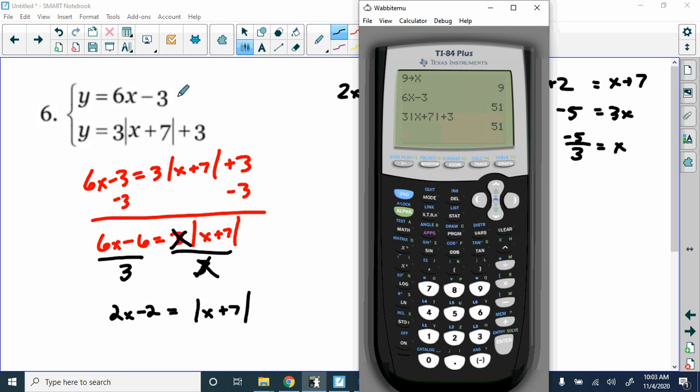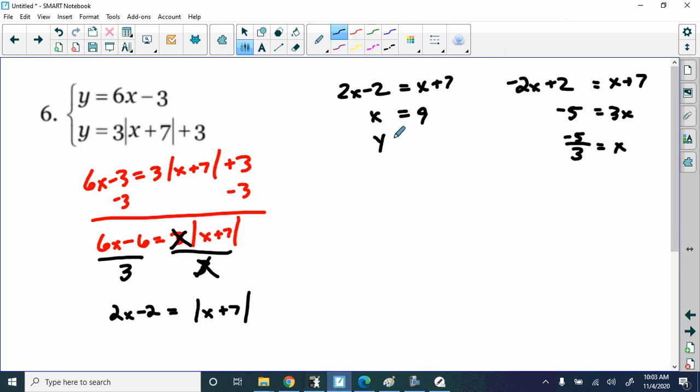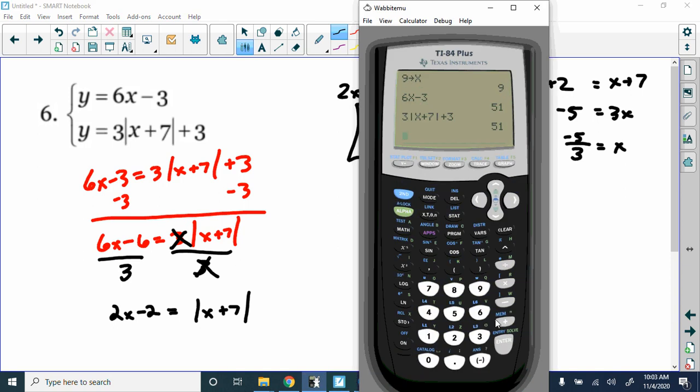So if I plug 9 into the top equation, I get 51. The bottom equation also gives me 51. My y value is 51. And then do the same thing with negative 5/3. Negative 5 divided by 3, let's store it as x. I want to plug that in right here. And I also want to plug that in right here.